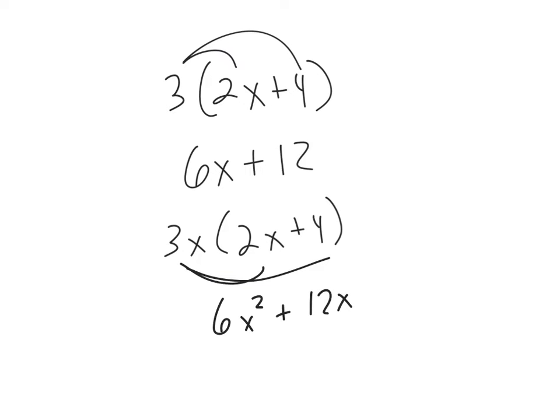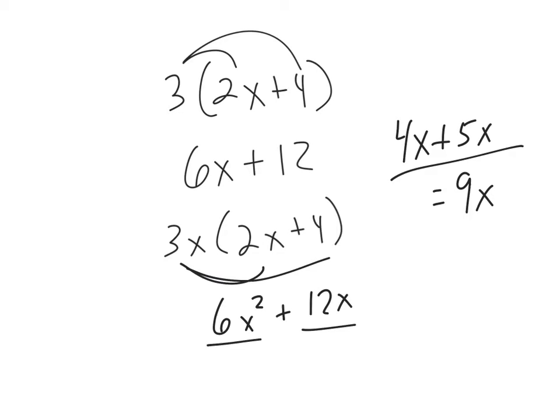12x. You'll remember a couple days ago, these two things are not like terms, are they? So they cannot be added together, so I leave it just like it is. And also notice the other day when we did 4x plus 5x, that made 9x. It didn't make 9x squared. We left the variable the same. The only time the variable changes, the exponent, is when we multiply like we did here.